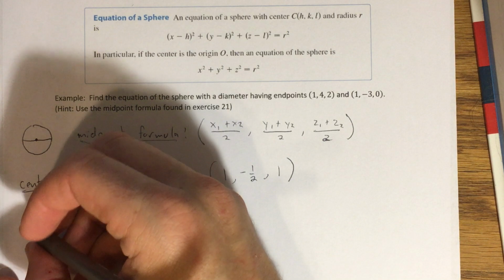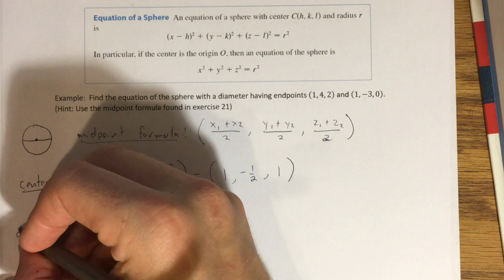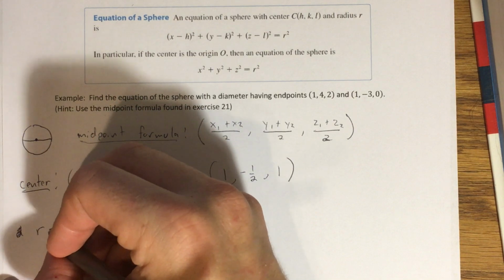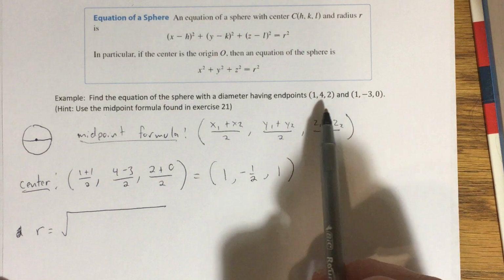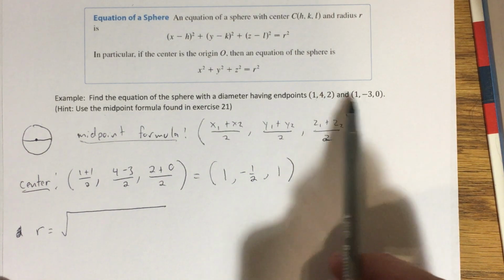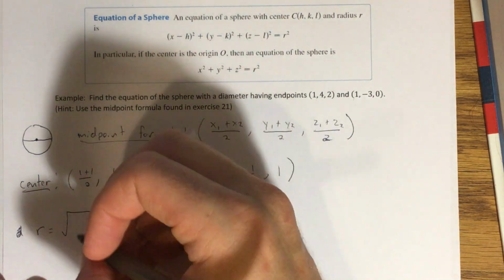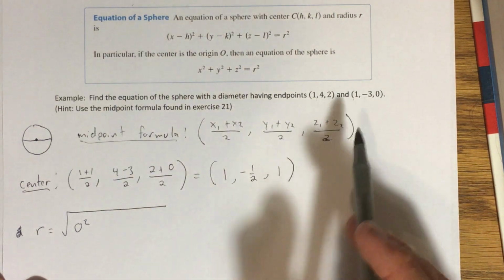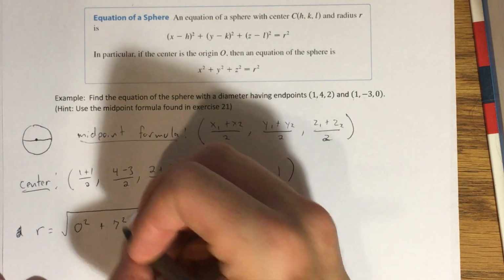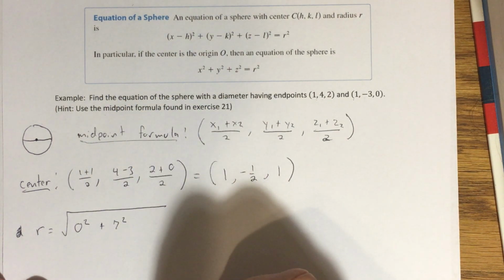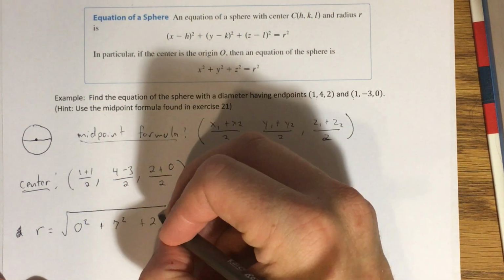Okay, so using my distance formula, the distance, or actually let's not call it d, let's call it r because it's radius, would be the square root of the difference between the x's, y's, and z's all squared respectively. So 1 minus 1 is 0. 0 squared is just that. 4 minus negative 3 is 7, so that's plus 7 squared. And then 2 minus 0 would be 2, so that's plus 2 squared.